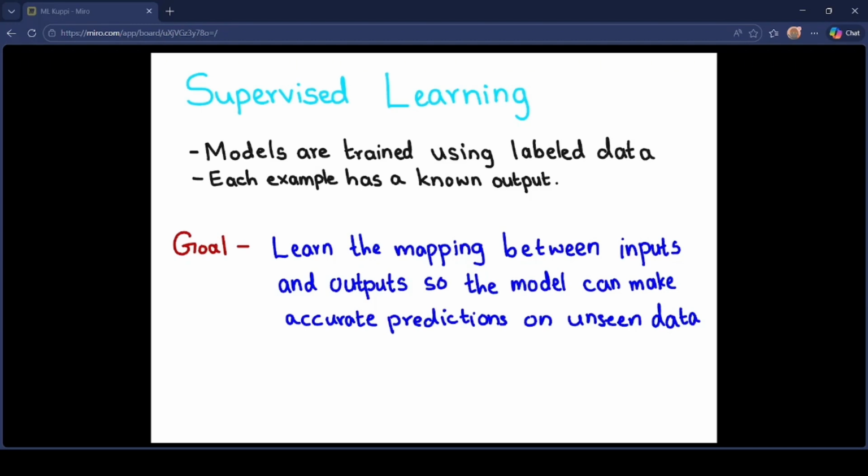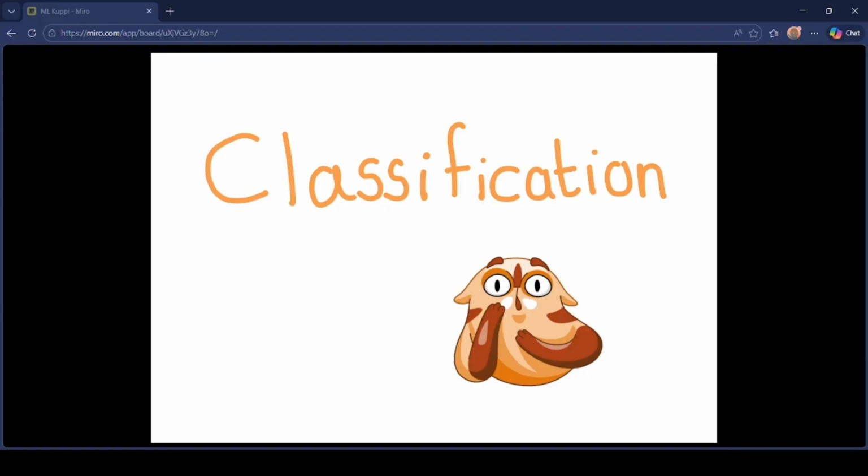Now, if I take the same example, all of my data points are either male or female, so all of them have a known output. Here we can apply supervised learning for this example. Supervised learning falls into two parts, classification and regression. So first we'll look into what classification is.